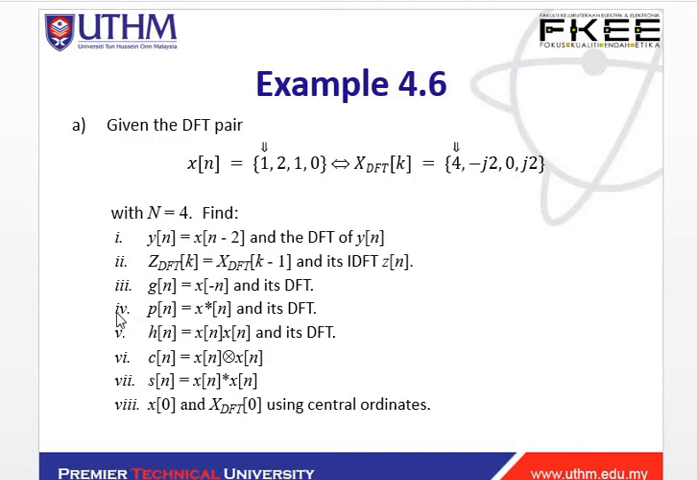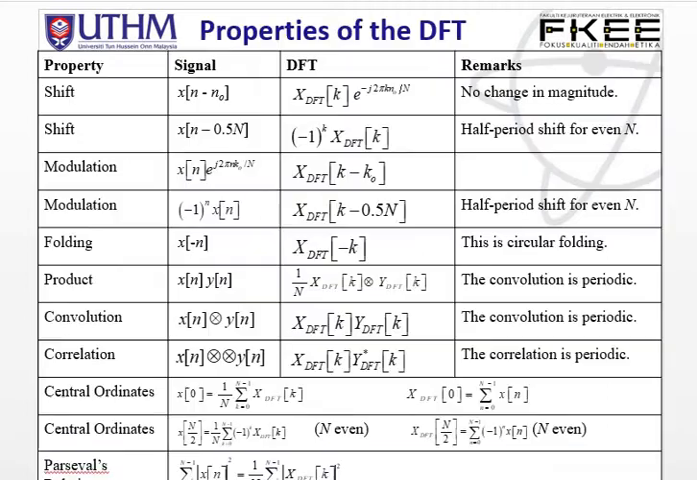The next question is Z DFT[k] equal to X DFT[k minus 1], and the inverse discrete Fourier transform of z[n]. If you check back the property table, X DFT[k minus 1] refers to the modulation. It's a modulation property, and x[n] is like this: x[n] exponent j 2 pi n n naught over N. So we get the inverse discrete Fourier transform.